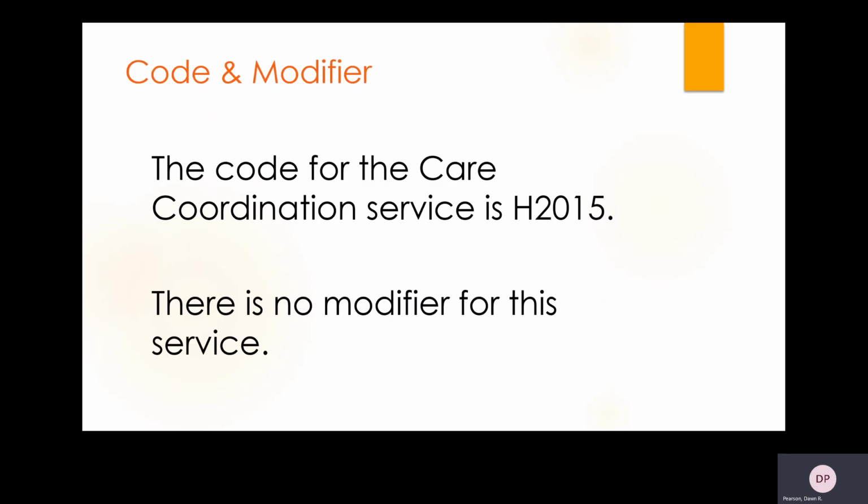The code for the Care Coordination Service is H2015. There is no modifier for this service. A modifier is assigned to a rate code, for example, if the service can be provided in a group setting. Family training and supports, for example, can be provided in a group setting or individually. If the service is provided in a group, then the modifier must be identified.